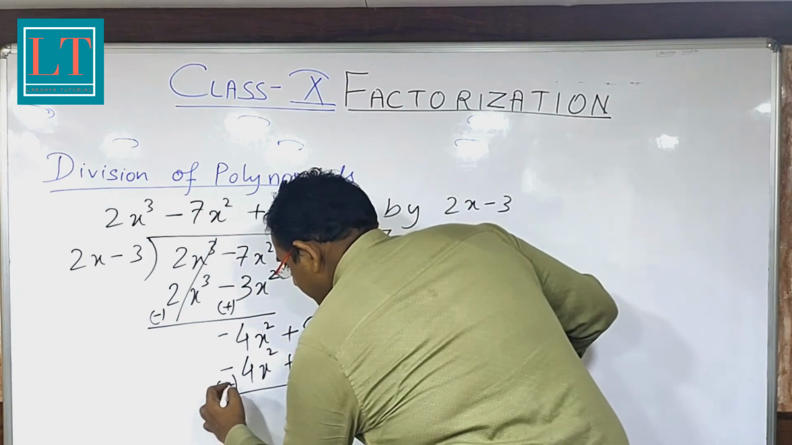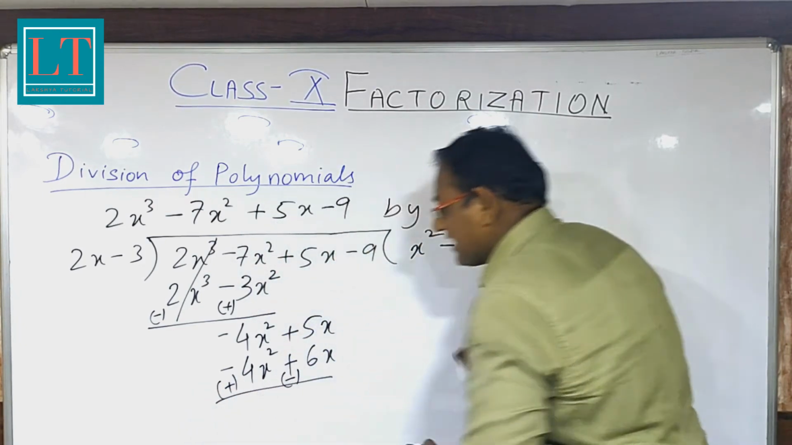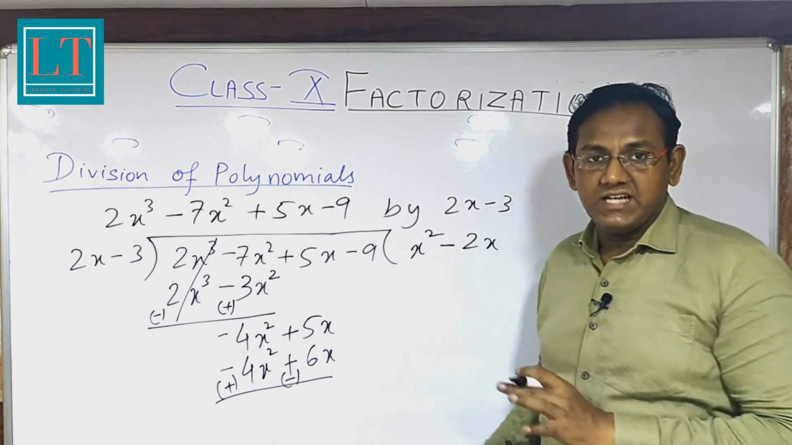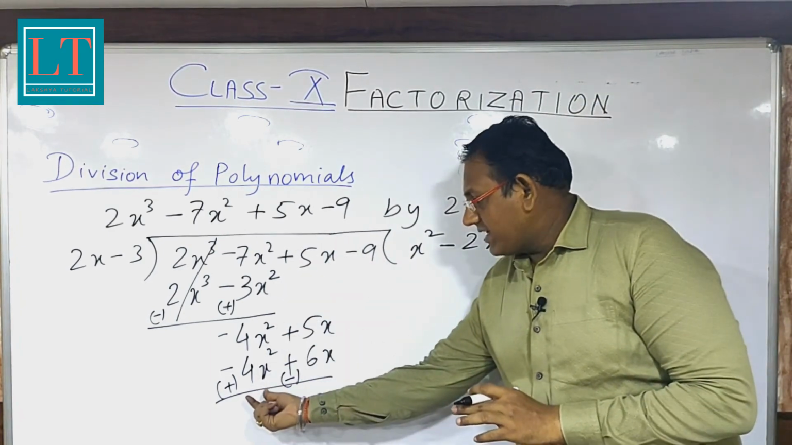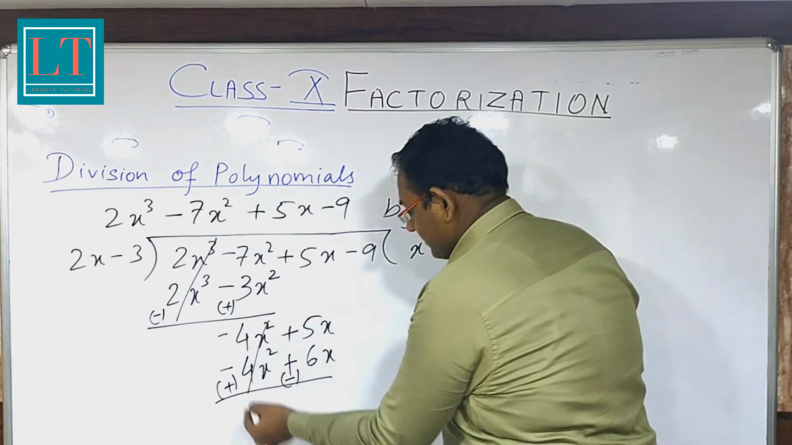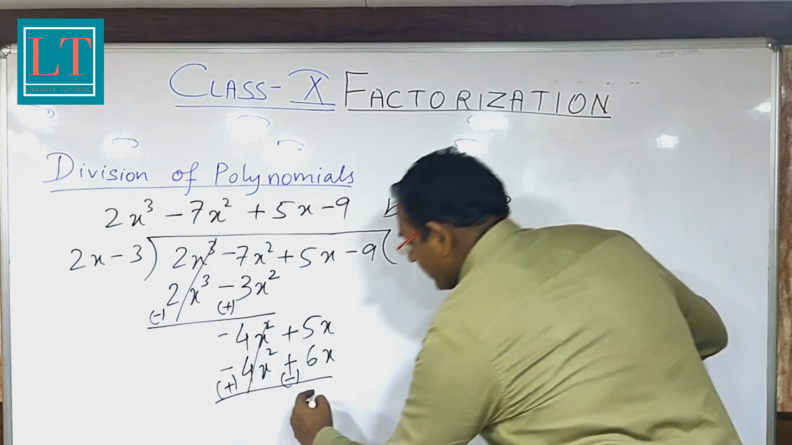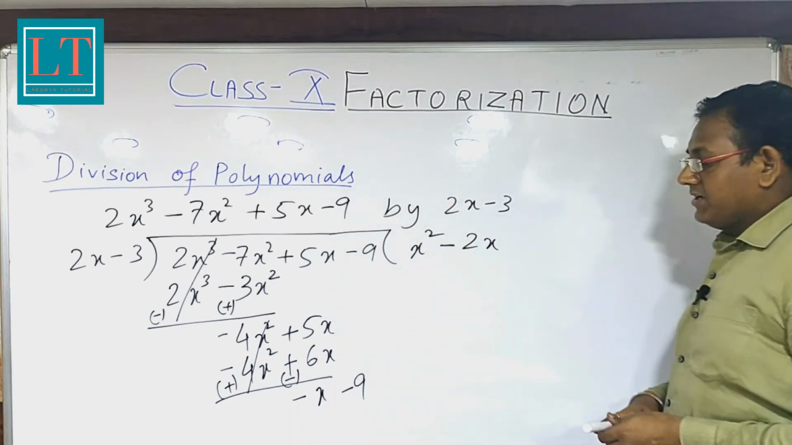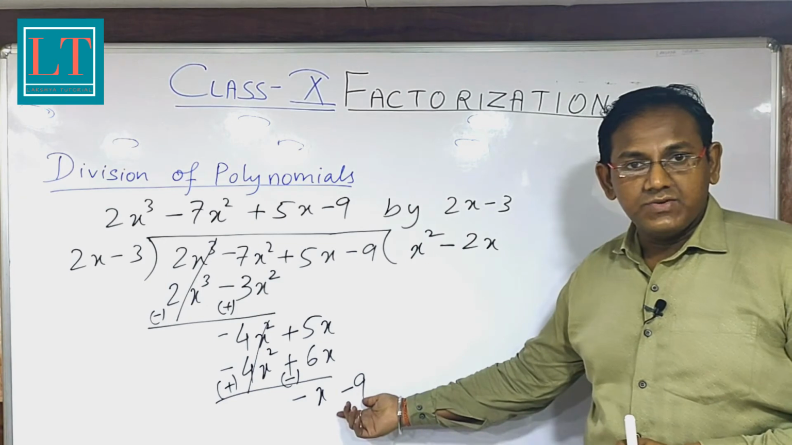The next step is to change the sign. Remember that changing the sign is very important. In each and every case we have to change the sign over here. So we are basically getting a plus 4x squared and a minus 4x squared, so they will cancel out. And over here we are basically getting minus x minus 9. So this is the last expression that we are getting.